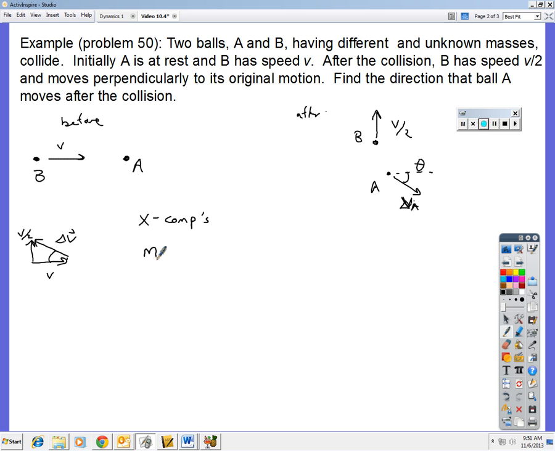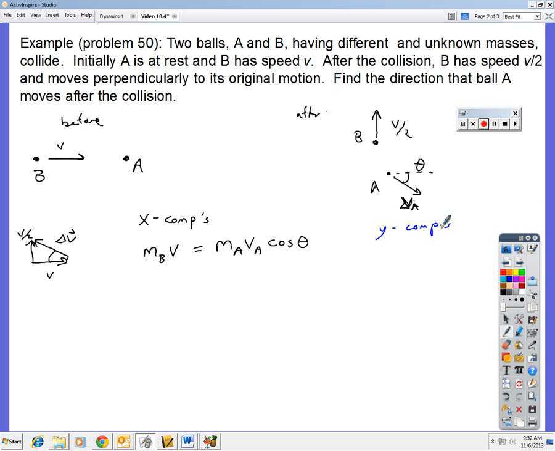The initial x momentum is m_B times v, and after the collision, B is not moving in the x direction at all, so it has no x component of its momentum. And the x component of A's momentum is m_A v_A times the cosine of theta. So there's one equation.